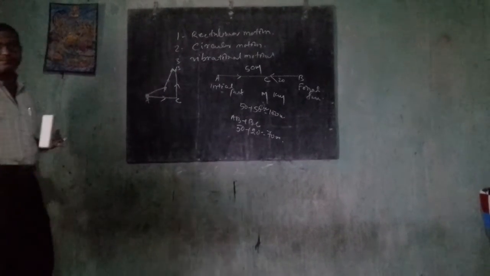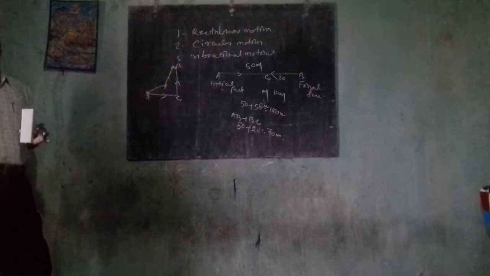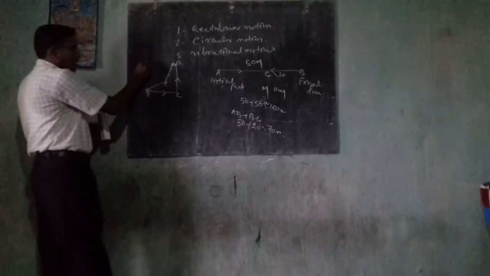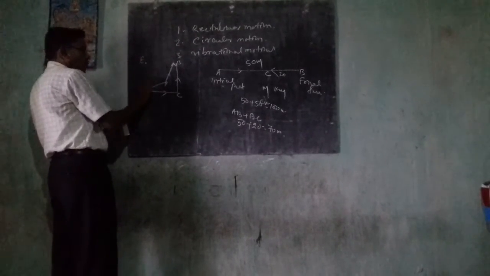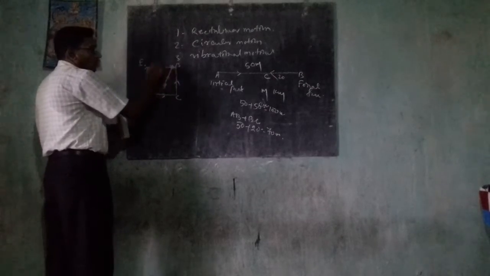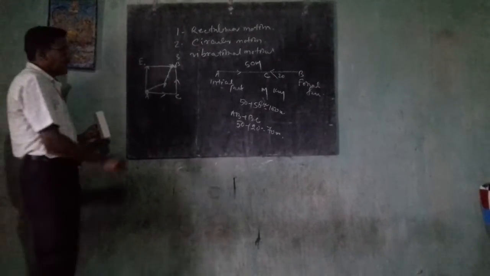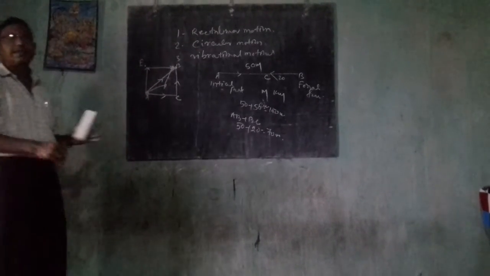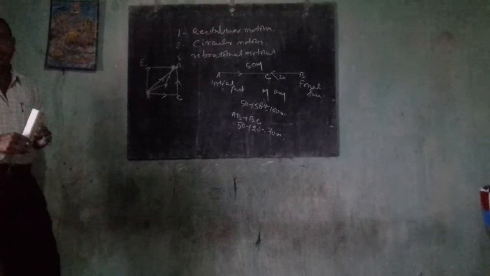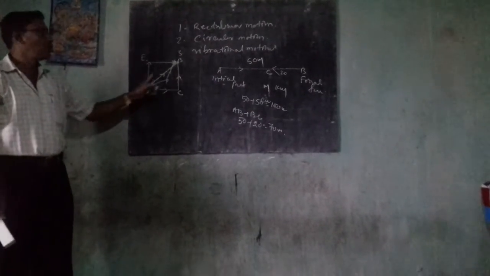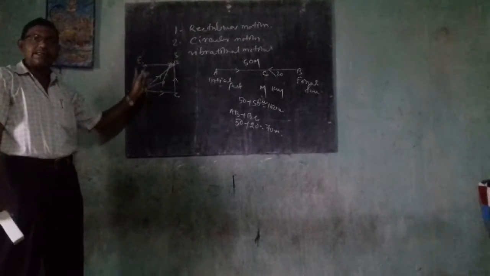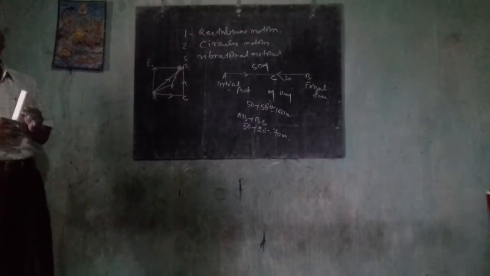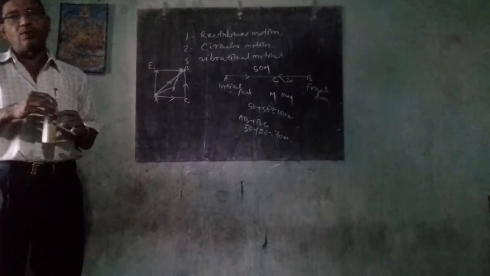And another day, the student goes to his father's office, meets his father and goes to school. The father's office is here, E. Go to the office, then go to school. And another day, directly from house to school. Then which is the shortest distance from the initial position, the house, to the final position, school? That shortest distance is AB. The shortest distance measured from the initial position to the final position is known as displacement.